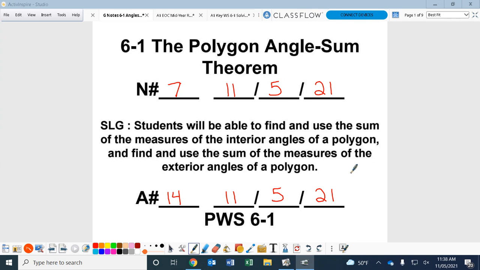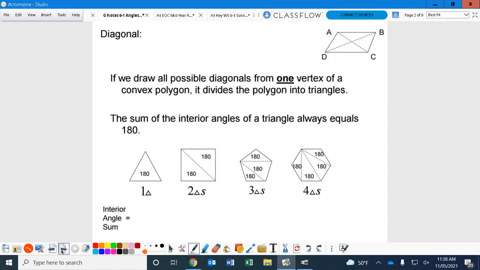So, getting started on this, we're starting chapter 6. This is the polygon angle sum theorem. We're going to use lots of formulas, but we're going to start with the idea behind the diagonal, and a diagonal is going to be a segment. We'll get a formal definition in a minute, but it's a segment that cuts across a polygon. So something that connects like this, A to C, this dashed line right here, this is a diagonal. Also this one that goes from D to B, this is a diagonal.